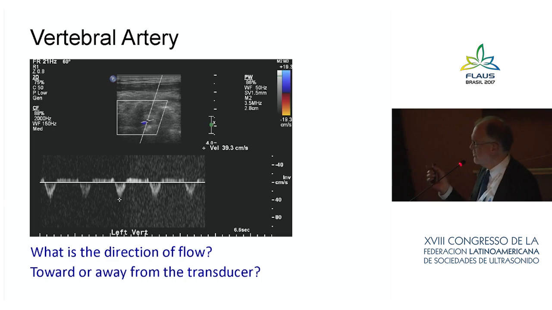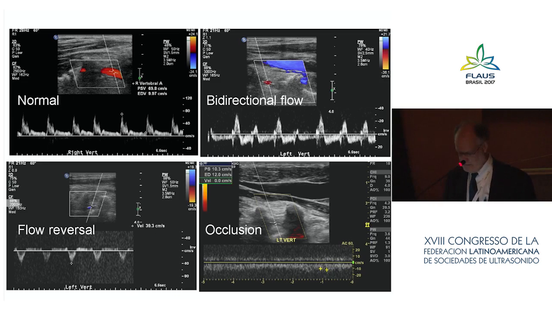People who write tests about vertebral arteries like to focus on that for some reason. Anyway, these are some things you may see in the vertebral, and the flow direction may be normal. It may be bidirectional. It may be complete flow reversal, as in this situation, and/or occlusion.